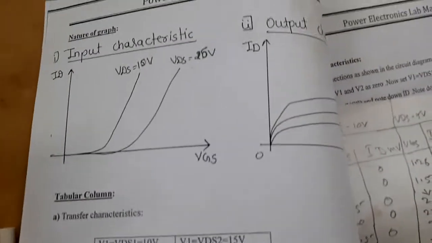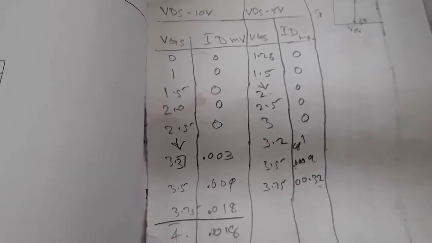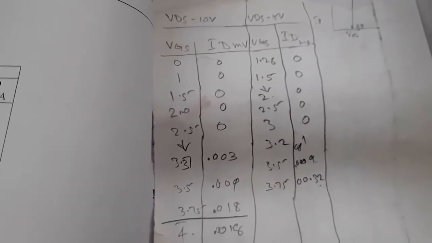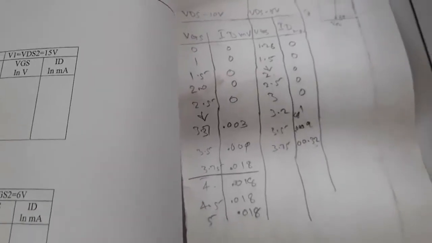So this is what you are seeing. And one more thing that we have observed is about the VT, where the current actually starts flowing, somewhere around 3.37 in the first case and 3.2 in the second case. You see that then the current ID has begun to flow, right? So that is your VT. Okay. So this is what we have observed.